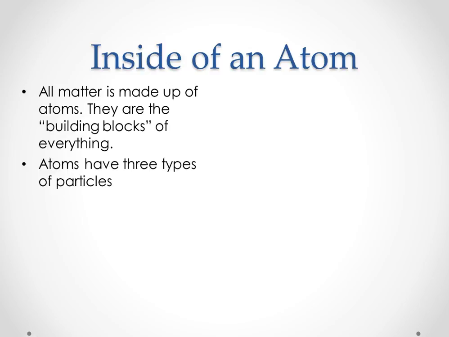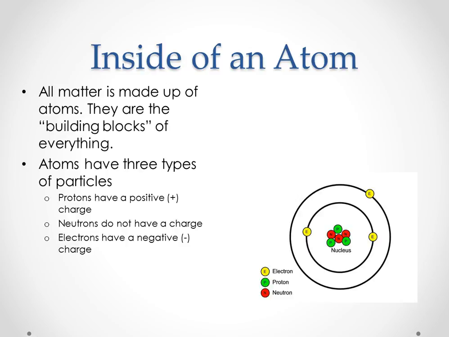Atoms have 3 types of particles inside of them. Scientists call them protons, neutrons, and electrons. Here you see a diagram of an atom. The P standing for protons, which have a positive charge. A positive charge is shown with a plus sign. The N standing for neutron. Neutrons do not have a charge. Those are red in the atom.